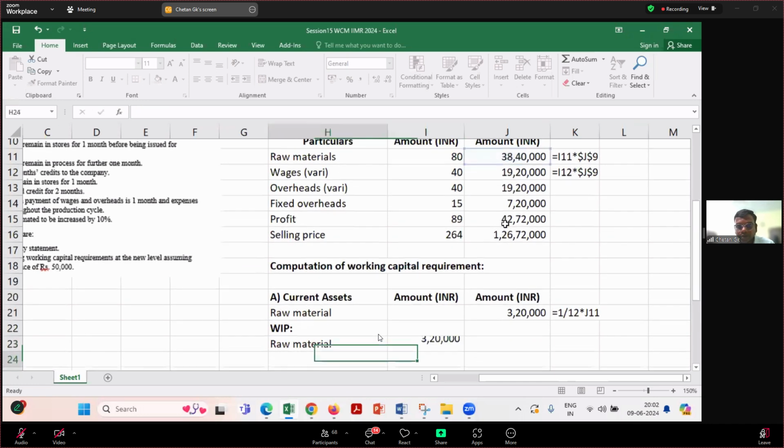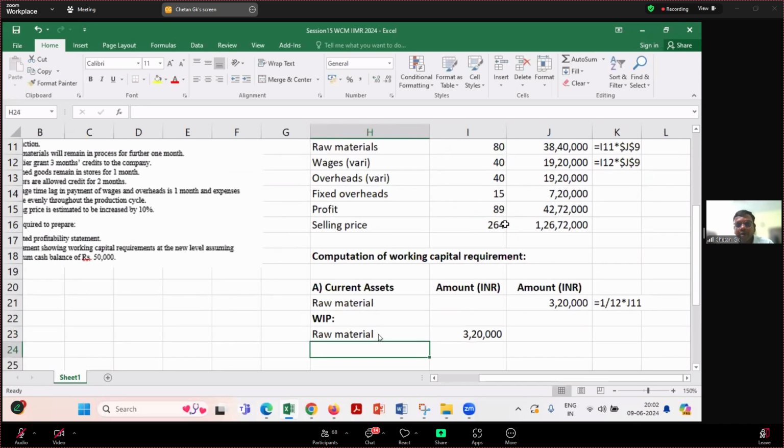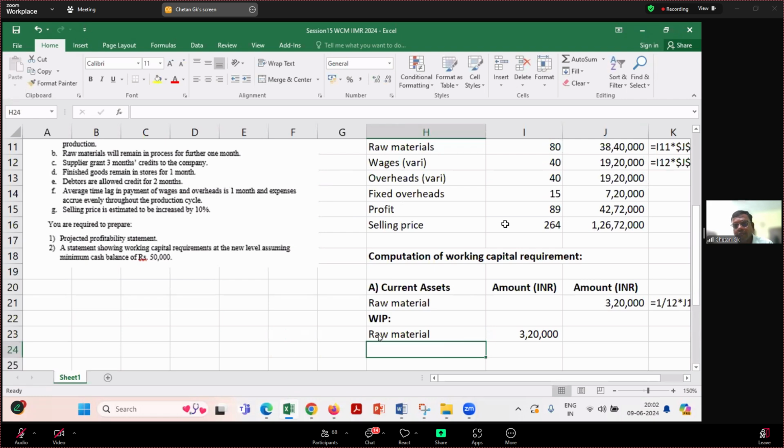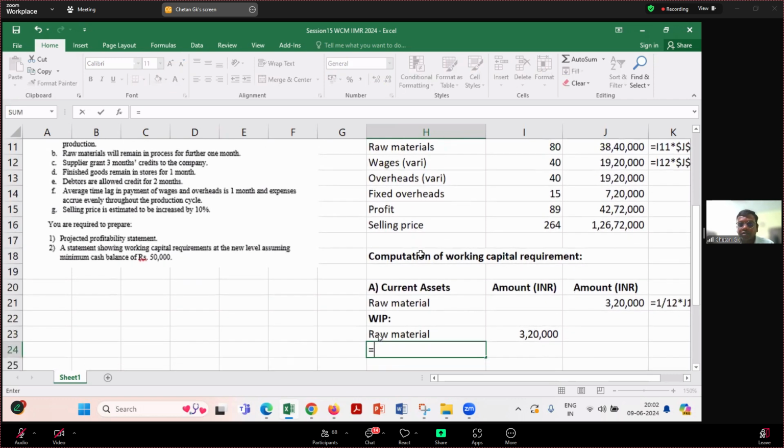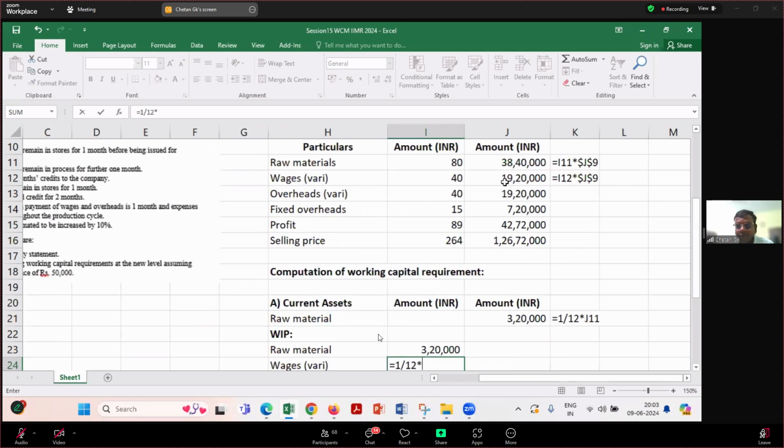Okay. So I'm taking raw material as in process. Next is wages. If raw material is in process, wages will also be in process, right? Because everything is attached to materials. So I'll be writing it as wages variable. And how much will it be in process? One month only. 1 divided by 12 multiplied by wages. I'll pick this up and click enter.